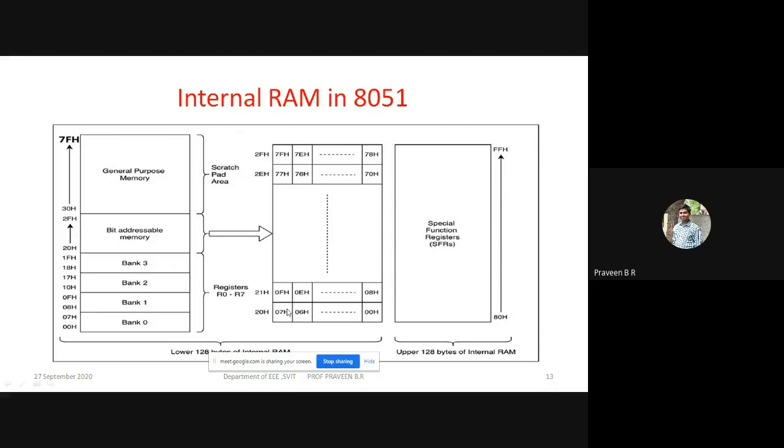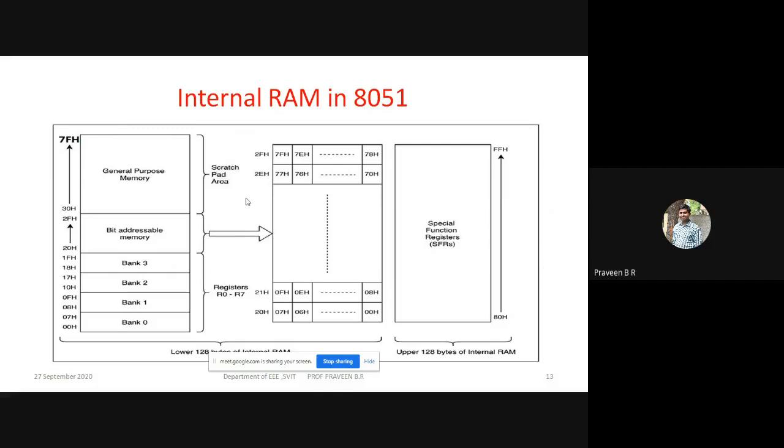20H to 2FH is called the bit addressable memory, where the user can store the data inside the microcontroller. 8-bit data can be stored. The general purpose memory is from 30H to 7FH. What is general purpose memory? It is also called the scratchpad area, where you can write the program. You usually write the program from 30H till 7FH. So this is with respect to the internal RAM.